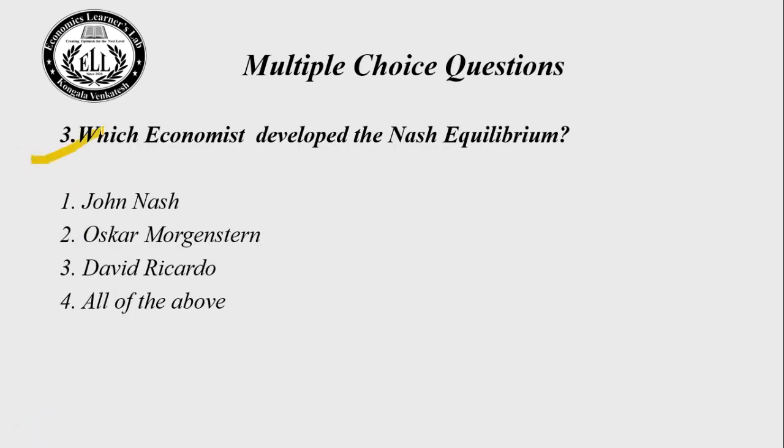Question number 3. Which economist developed the Nash equilibrium? Choice 1. John Nash. Choice 2. Oscar Morgenstern. Choice 3. David Ricardo. Choice 4. All of the above. So the right answer for this question is choice number 1, that is John Nash. Let us go to the last question in this video.